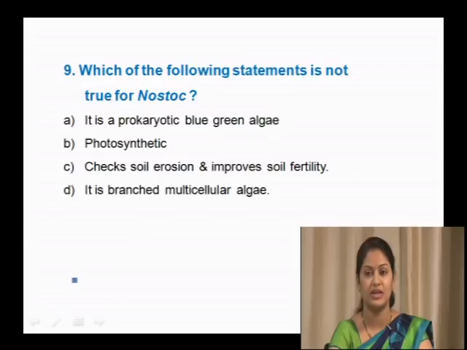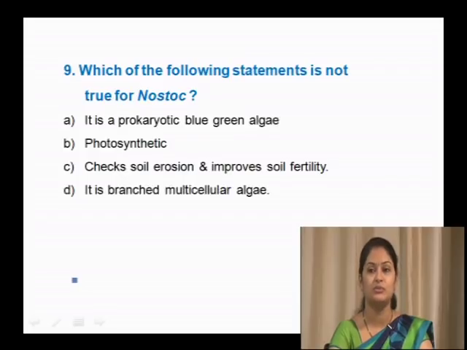So first one is right. B, photosynthetic. Yes, it is blue-green algae. It has photosynthetic lamellae with specific pigments, and this is the first organism to carry out oxygenic photosynthesis, that is, the photosynthesis reaction releasing oxygen as the byproduct. C, it checks soil erosion and improves soil fertility.